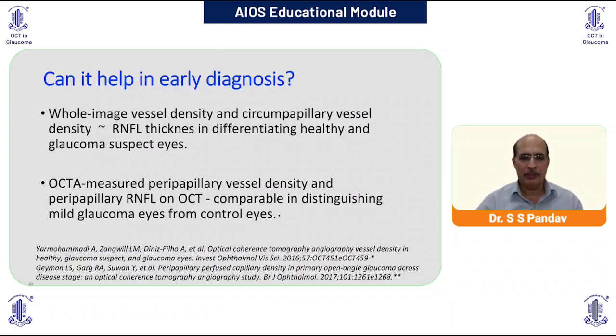So even for the early disease, I mean, when the disease is advanced, there would be a capillary dropout and nerve fiber thinning, which is easy to pick up. But even in early disease, there is a correlation between the capillary dropout areas and also the OCTA.